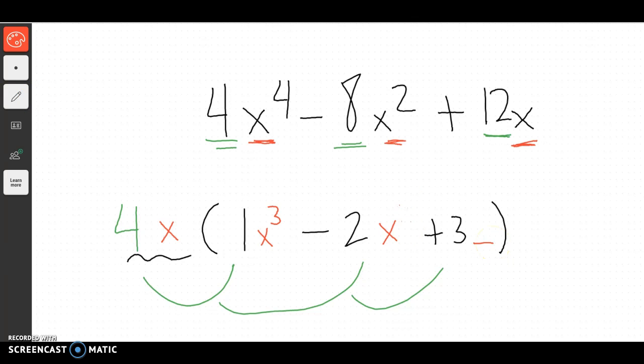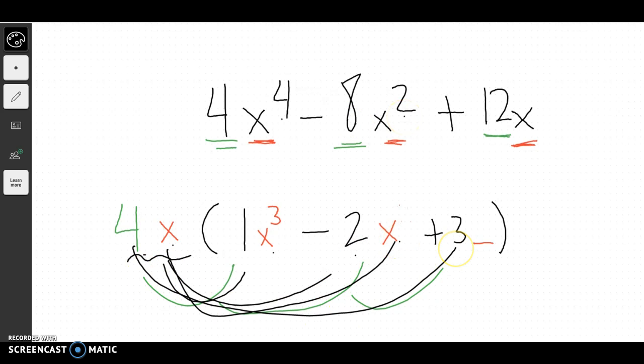Now you can always double check your answer by distributing it and seeing if you get the same thing. So if we distribute 4x, 4 times 1 would give me 4, x times x to the third would give me x to the fourth. Perfect, I got the first one. This would give me 4 times negative 2, which gives me negative 8, and x times x, oh, x squared, perfect. And then 4 times 3 would give me 12, and an x, oh, perfect. So if we distributed, we would get back to here.